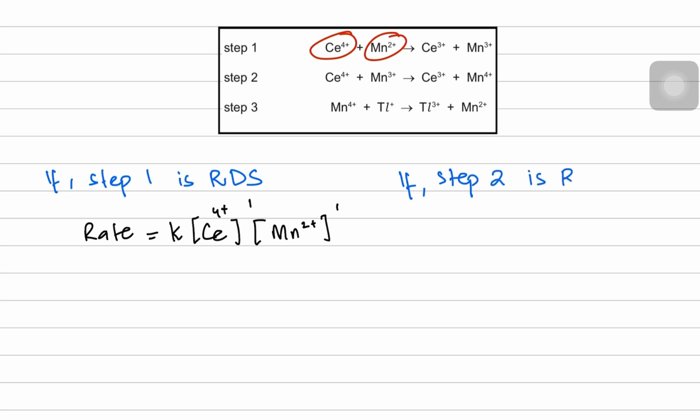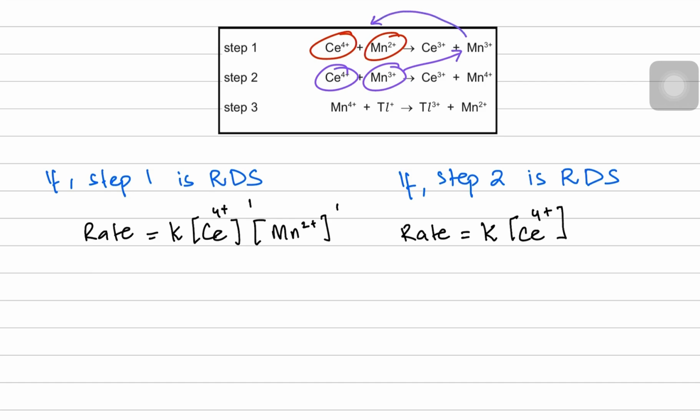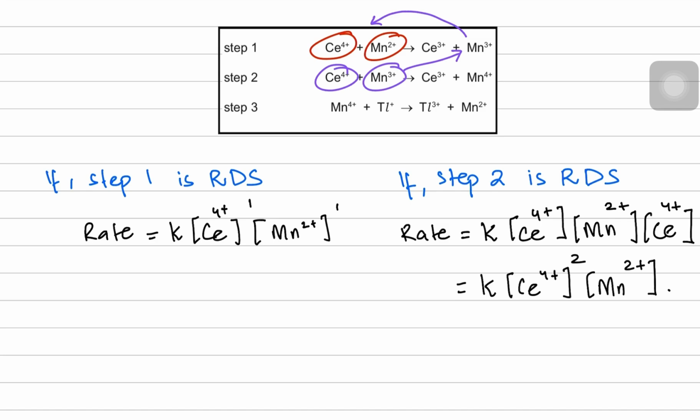Now here's what makes things complicated. If step 2 was your rate determining step, then consider step number 2. In step number 2, rate is equal to K, and what is there in step 2? We have a Ce4+, so I write that Ce4+. And then what else do I have? I have Mn3+. But Mn3+ was made by step 1. It was a product of step 1. So I will go back to the reactants of step 1 because the reactants gave me Mn3+. So I won't write Mn3+, I will write all the reactants of the previous step which will be Mn2+ and Ce4+. If your reactant was a product of previous step, then write those reactants. So I will double the Ce4+ and I will write Mn2+ 1 times. Let me write it more clearly. Yeah, Ce4+ gets exponent 2 and Mn2+ gets exponent 1.